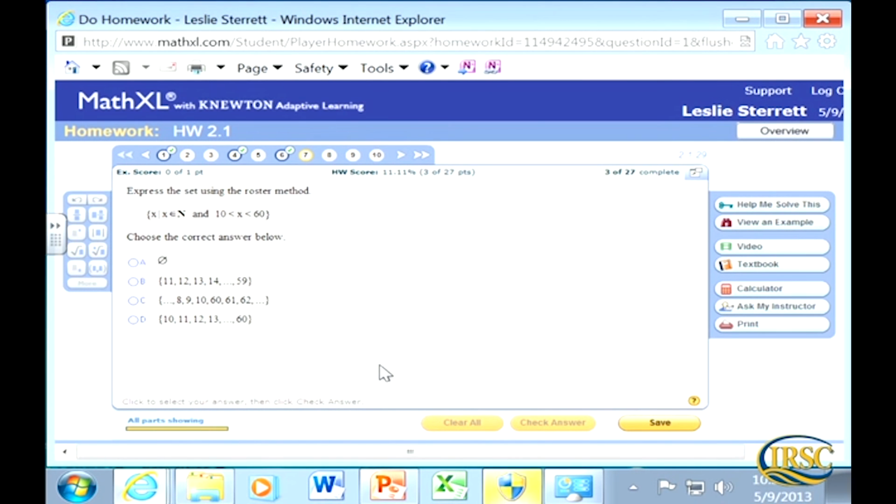Okay, you've got choice 1 is the empty set. Choice 2 is the set of 11, 12, 13, 14, all the way up to 59. Choice 3 is ... 8, 9, 10, 60, 61, 62, ... And then choice 4 is the set of 10, 11, 12, 13, ... to 60. Okay, so take a stab if you haven't already. I see a majority of choice 2.